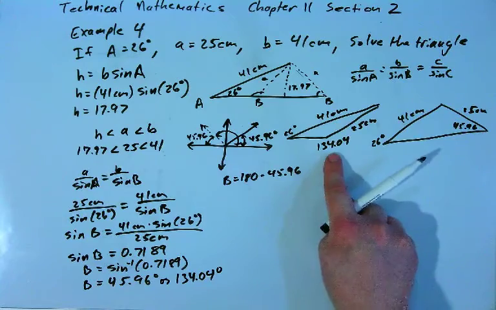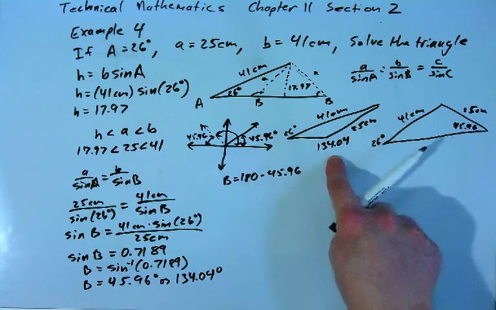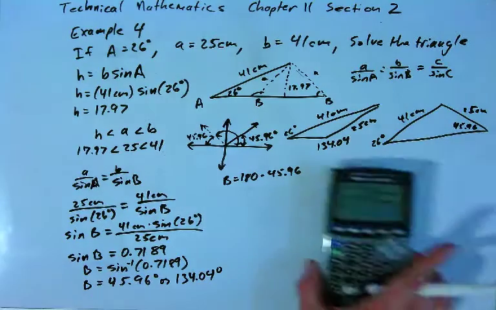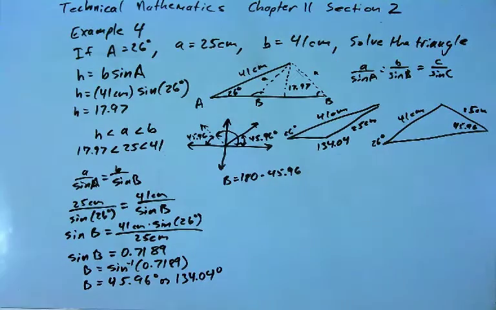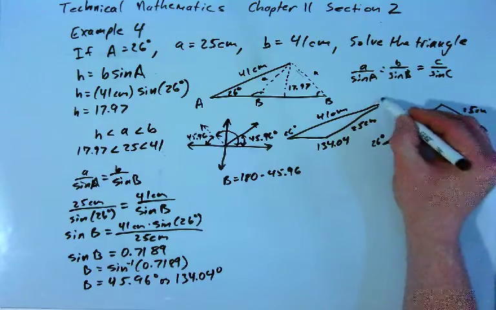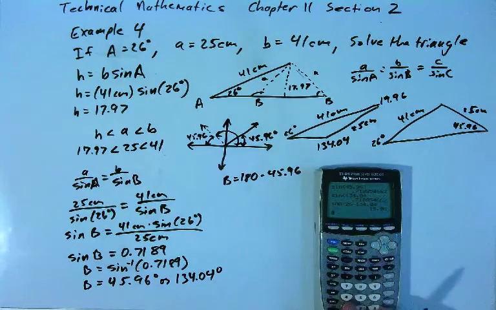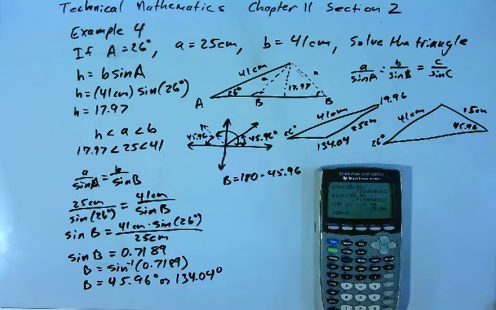One of the answers is that the angle C is 180 minus 26 minus 134.04, because all three have to add up to 180. And so we have 180 minus 26 minus 134.04, and we get 19.96. So this very small angle here is 19.96. Or we have 180 minus 26 minus 45.96.